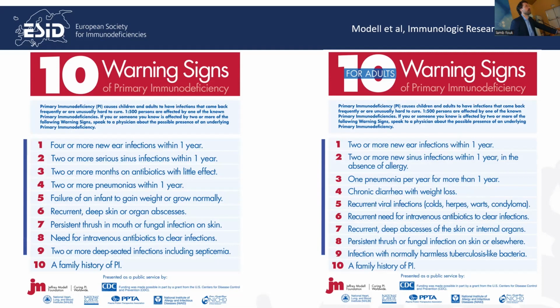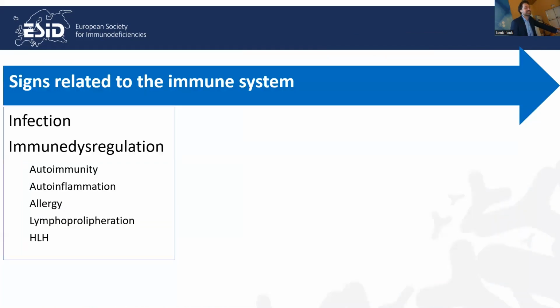So what I do in my mind, and this is absolutely not validated, but it works in my mind, I just look for signs related to the immune system. So when I get called from the gastroenterology ward or neurology, I look either for infection or immune dysregulation. Is there infection or immune dysregulation? And well, if they call me, most likely there will be. Immune dysregulation comes in many flavors, so don't forget that there is allergy, there is HLH, there is lymphoproliferation, so there are quite a few.